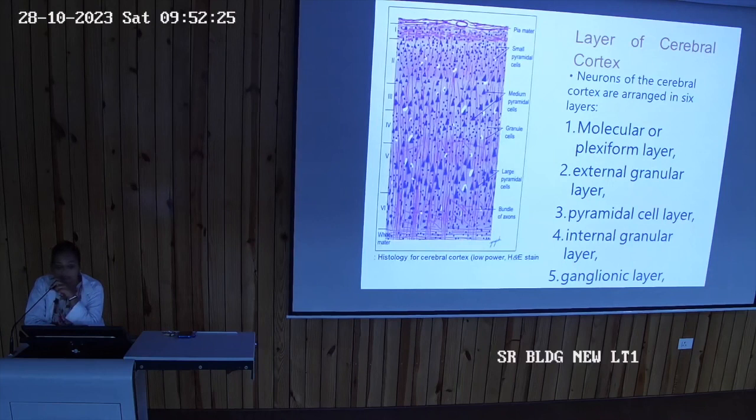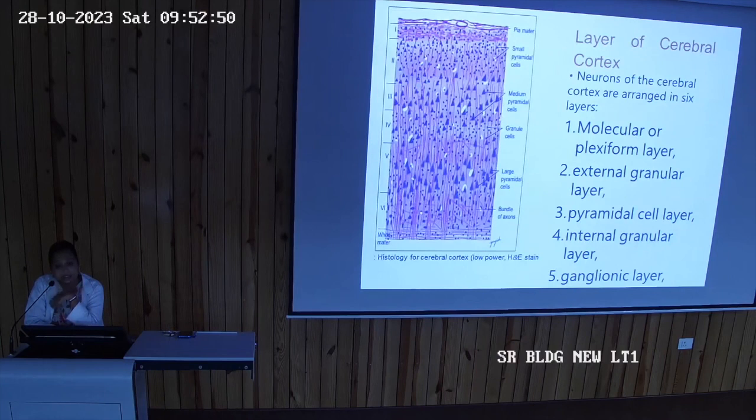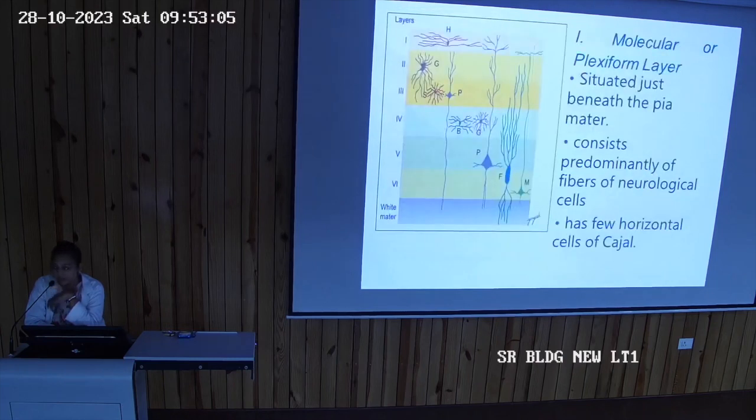First one is molecular layer or plexiform layer. Same way we had discussed the molecular layer in the cerebellum. Second is external granular layer. Third is external pyramidal layer. Fourth is internal granular layer. Fifth is internal pyramidal layer. And sixth is multiform layer. So we have molecular layer, external granular, external pyramidal, internal granular, internal pyramidal, and multiform layer. Now one by one we will discuss it.